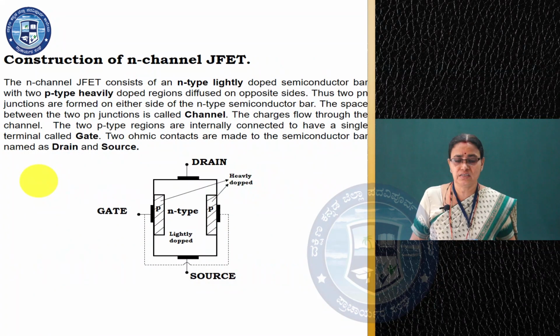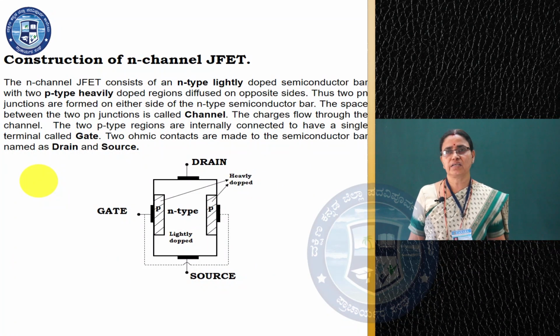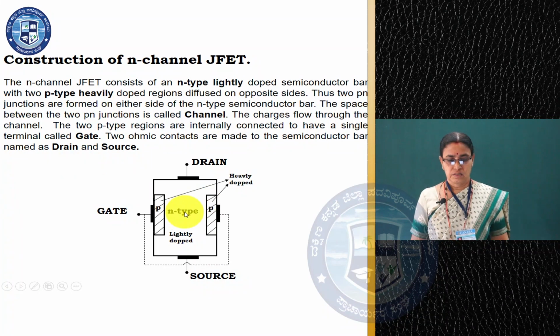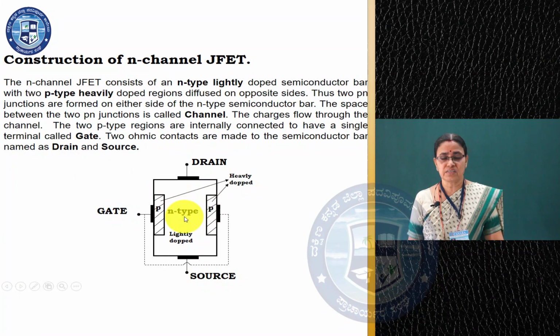Construction of N channel JFET. This is also important, they can ask for the 2 marks with the diagram. See the diagram. The N channel JFET consists of N-type material with P-type material diffused to it. Here N-type material is lightly doped and P-type material is heavily doped.